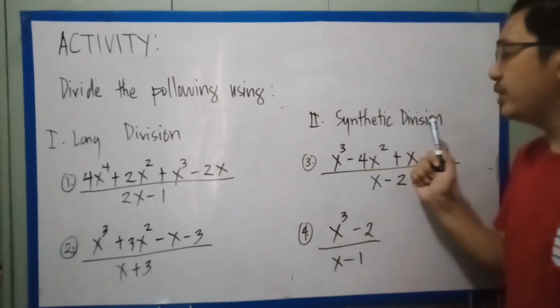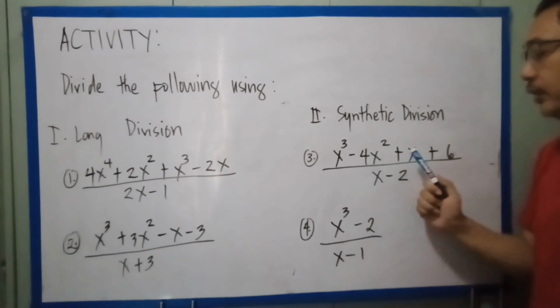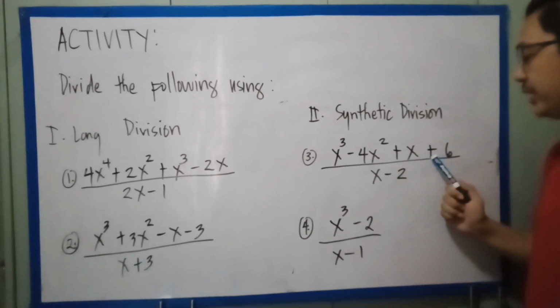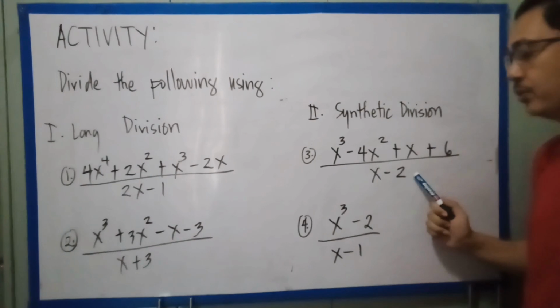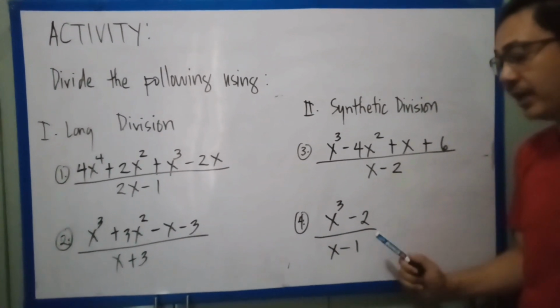And using synthetic division naman, we have number 3 is x cubed minus 4x squared plus x plus 6 divided by x minus 2. And lastly, number 4 is x cubed minus 2 divided by x minus 1.